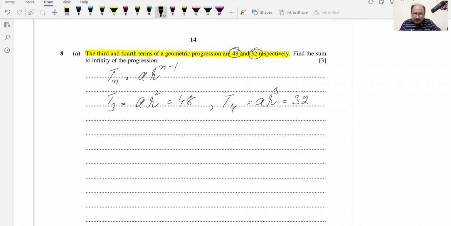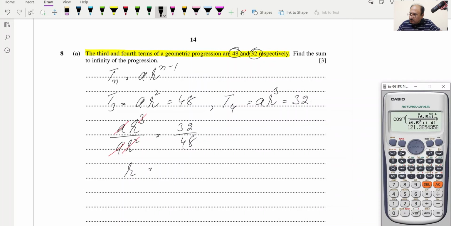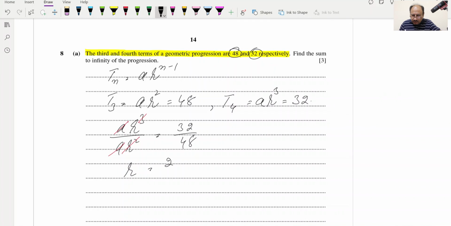Now we can divide the fourth term over the third term, which is ar cubed over ar squared, and this is equal to 32 over 48. With cancellation, a will be cancelled and r squared will be cancelled with the cube. So our term will be r equal to 32 over 48, and this is equal to 2 by 3. So the r value we got is 2 by 3.